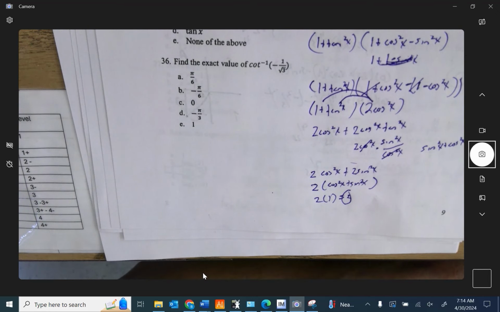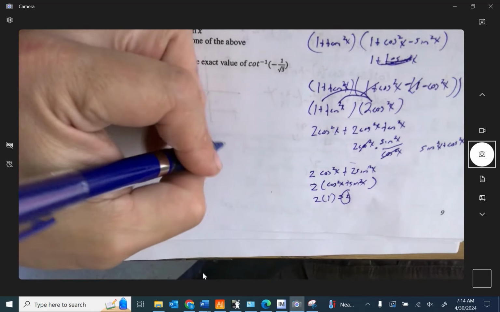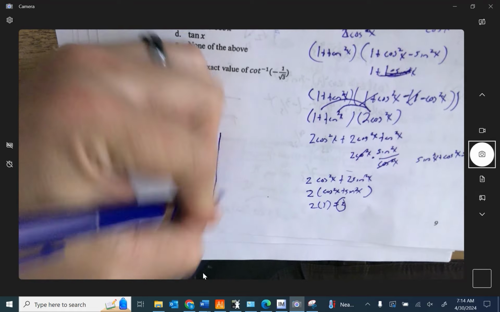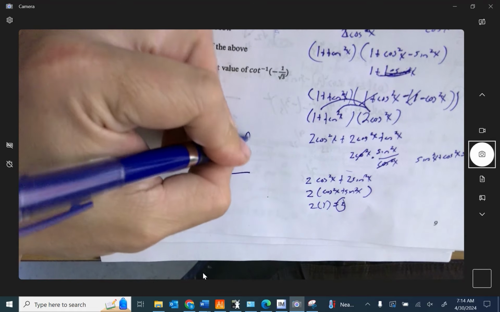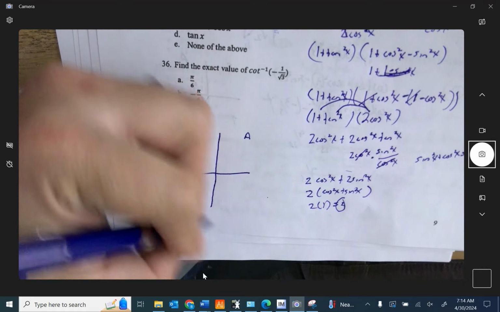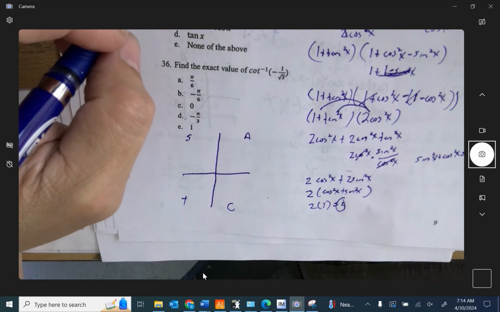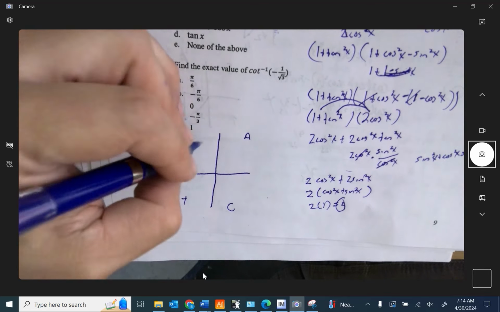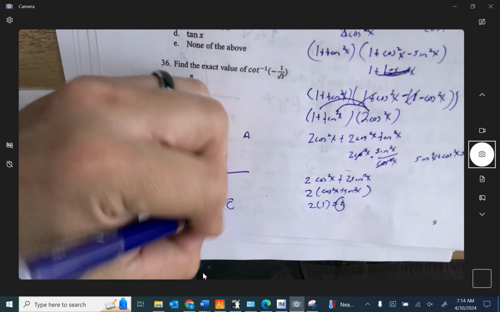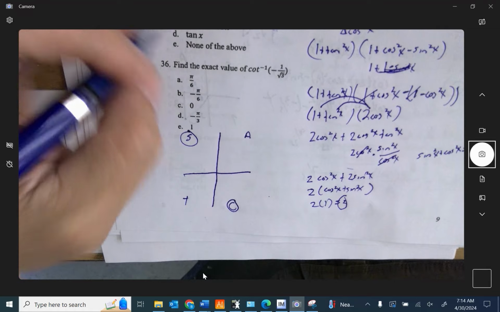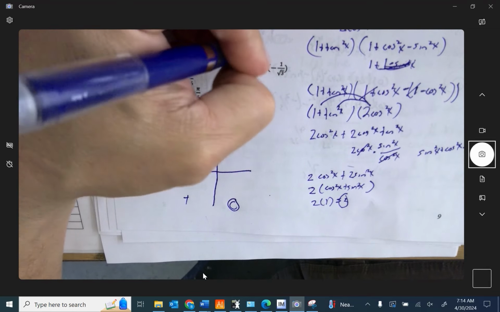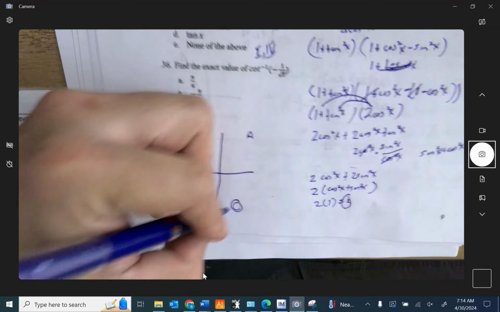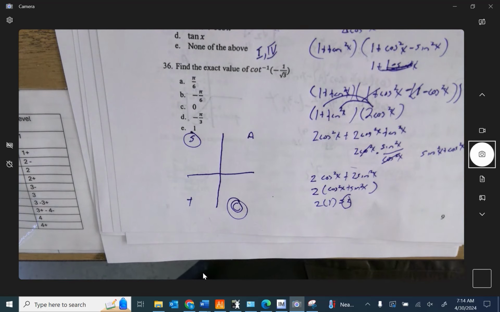Find the exact value of the arc cotangent of negative 1 over root 3. Do remember your acronym: all students take calculus, or in this case, cash. And the tangent ratio is allowed to be negative here and here. Now, arc cotangent is defined in quadrants 1 and 4. So this is where we're going to draw it.